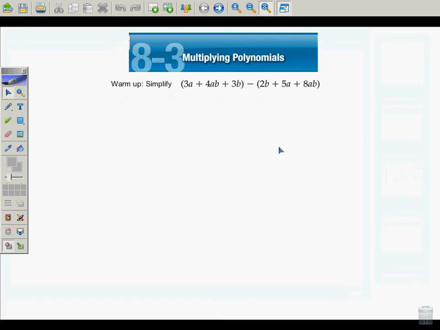For this lesson, we're going to be talking about multiplying polynomials. But before we get into multiplying polynomials, I want to make sure we remember how to add and subtract polynomials. So here for our warm-up, we just want to simplify this expression.